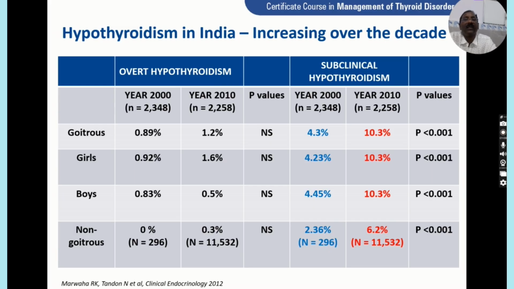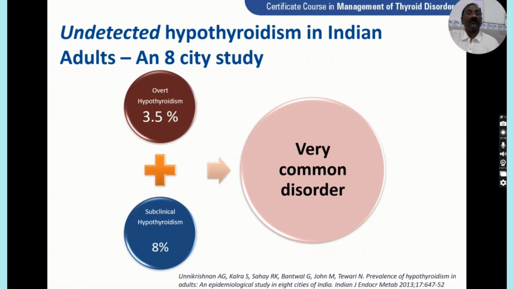See the overt hypothyroidism and subclinical hypothyroidism. Between the year 2000 and the year 2010, goiter went from 0.89 to 1.2. Subclinical hypothyroidism was 4.3% in the year 2000, and now 10.3%. Girls, boys, non-goiters, etc. So we are seeing more and more cases of thyroid disease in spite of iodized salt.